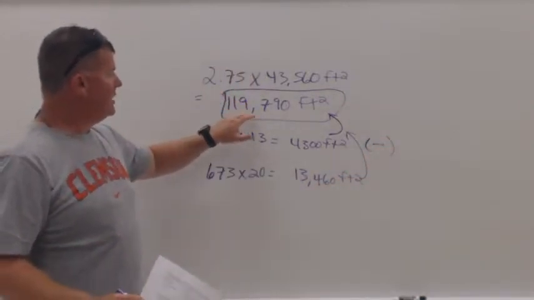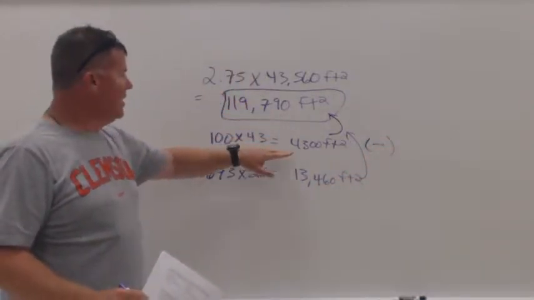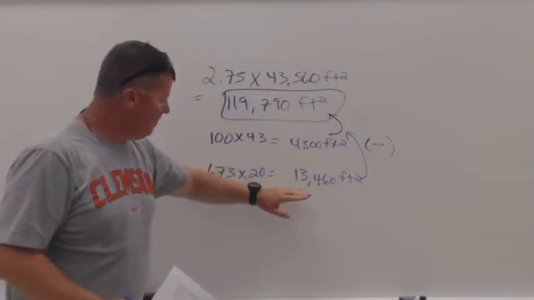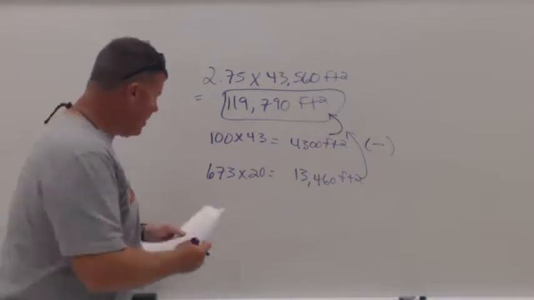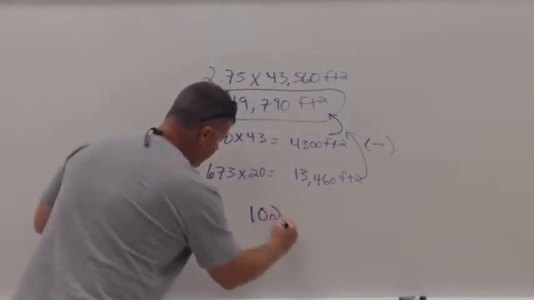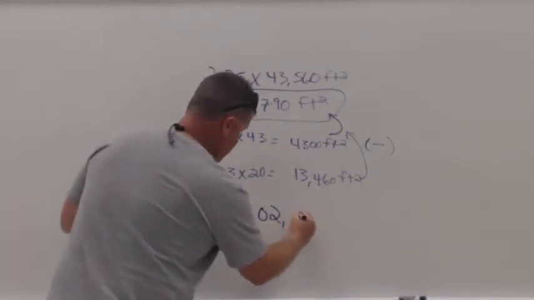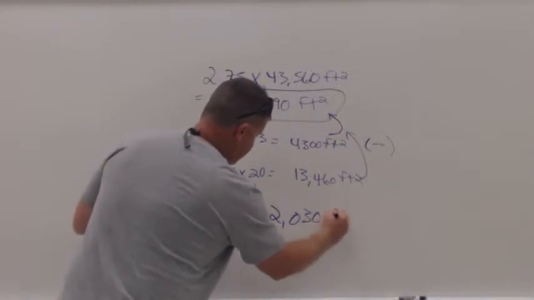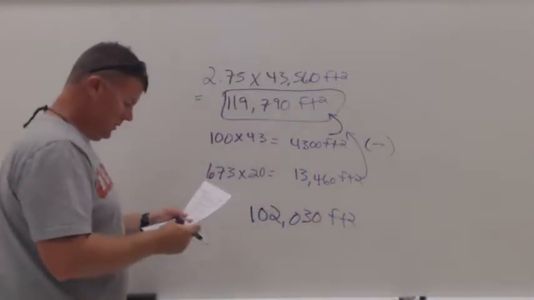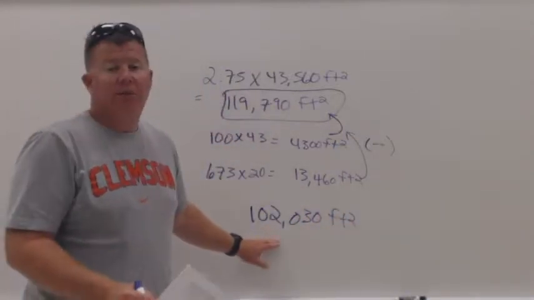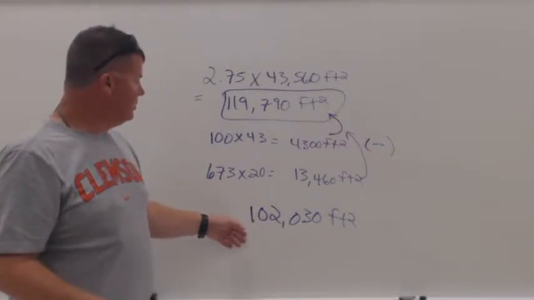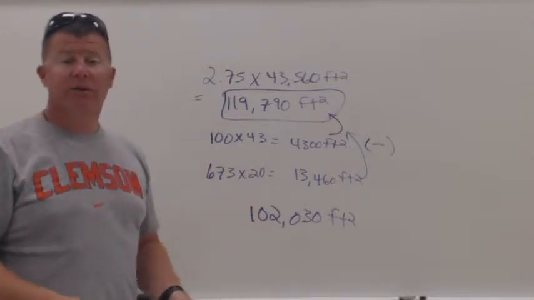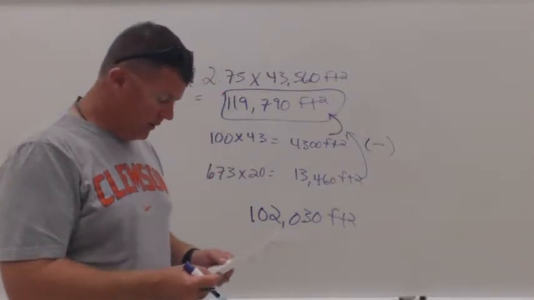So if I take 119,790 minus the 4,300 and minus the 13,460, I'm going to come up with 102,030 square feet. So we still have a big property, still have more than 2 acres that we're going to be applying product to.